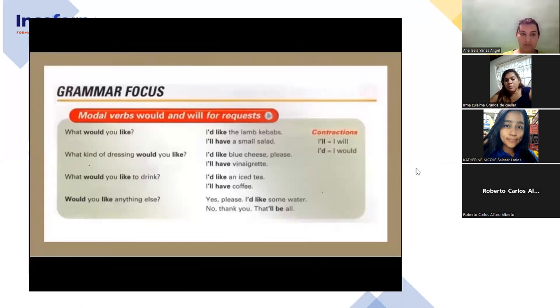Modal verbs would and will for requests. What would you like? I'd like the lamb kebabs. I'll have a small salad. What kind of dressing would you like? I'd like blue cheese, please. I'll have vinaigrette. What would you like to drink? I'd like an iced tea. I'll have coffee. Would you like anything else? Yes, please. I'd like some water. No, thank you. That'll be all. Contractions. I'll equals I will. I'd equals I would.